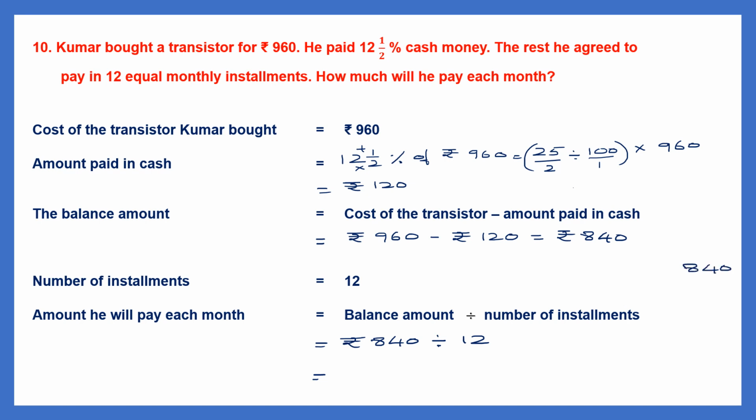So let's divide 840 by 12. 12 sevens are 84 minus, and we have 0, put that 0 there. So now we have our quotient, and our quotient is 70. That means that is the amount he will have to pay each month, that is 70 rupees. Every month he has to pay 70 rupees for 12 months, and then he would have paid the whole amount. So this is our final answer. 70 rupees is the amount that he will have to pay each month.